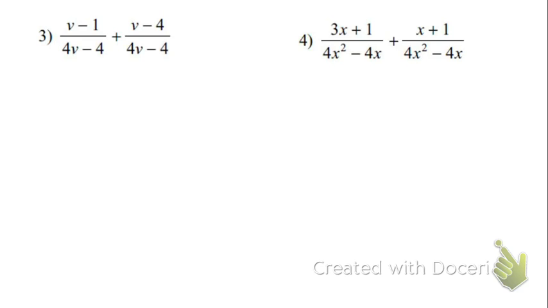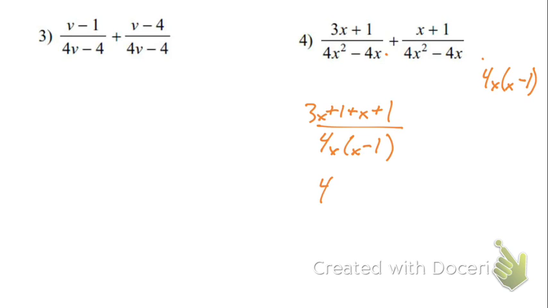Let's pick the right one. Same denominator. I'm going to go ahead and factor it. Factoring out a 4x, which seems to be very prevalent here. 4x minus 1, x minus 1 is what you get. So I'm going to put that here. 4x, x minus 1. The numerator, 3x plus 1 plus x plus 1. So I get 4x plus 2. All right. And that's all over 4x, parentheses, x minus 1.